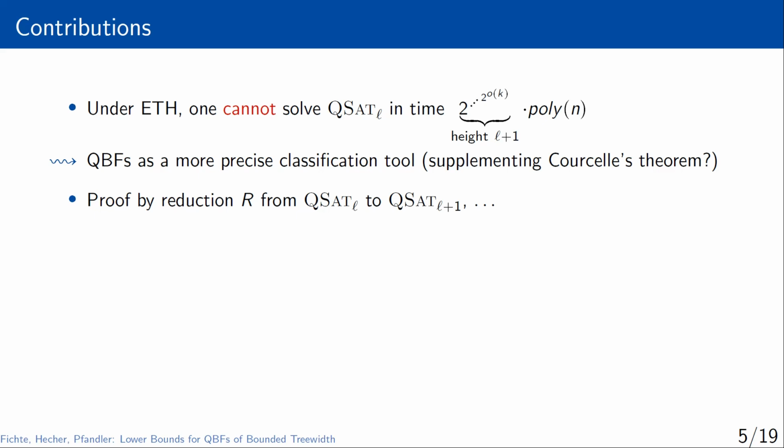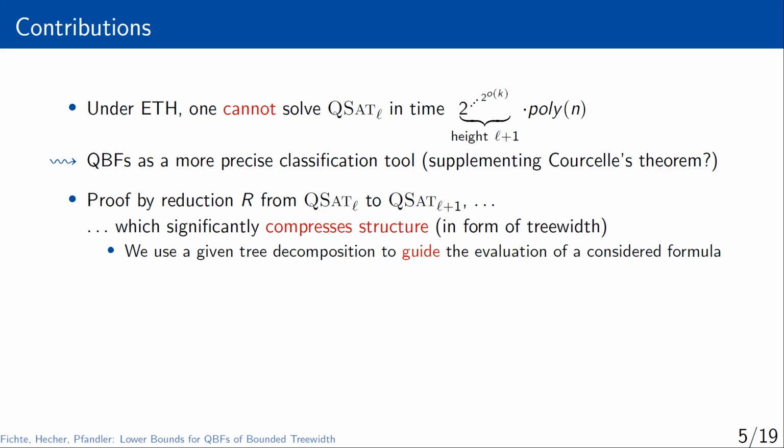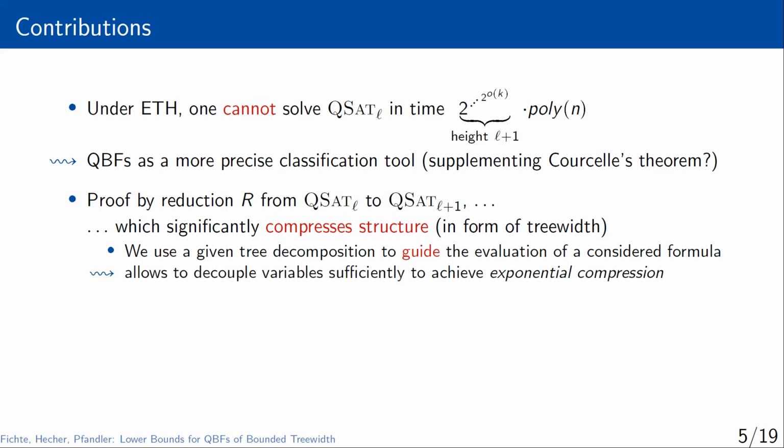Well, at the same time, we significantly compress Treewidth. More precisely, the Treewidth of the resulting QSAT L plus 1 instance is exponentially smaller than the Treewidth of the QSAT L instance where we started from. This is achieved by guiding the overall reduction along a tree decomposition of the QSAT L instance. Doing so allows, together with the increased quantifier rank, to decouple variables or to decrease structural dependency in the form of Treewidth. We basically evaluate the same formula, but each constructed clause uses at most logarithmically many variables of one bag of the given tree decomposition.